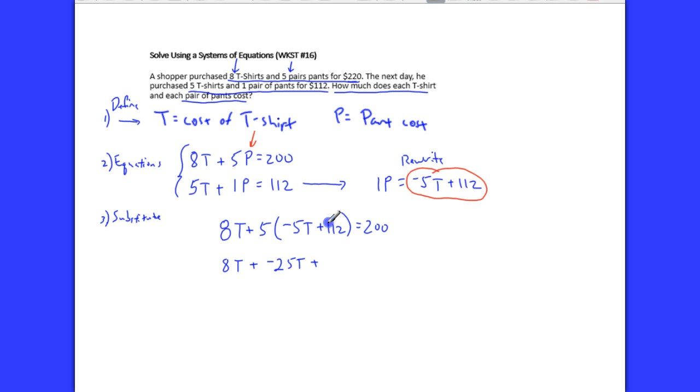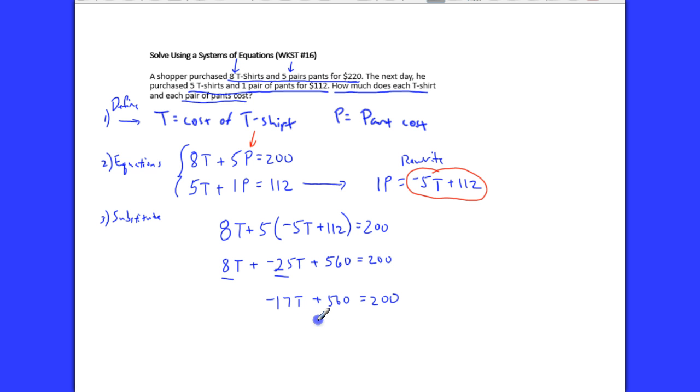Make sure you distribute the 5 to the 112. My calculator says that is 560. You can double check me. I'm sure you'll tell me if I'm wrong. And now I need to simplify. I need to combine my like terms here. I'm just doing, again, basic algebra from first semester. That's negative 17t plus 560 is equal to 200. And now solve for t.